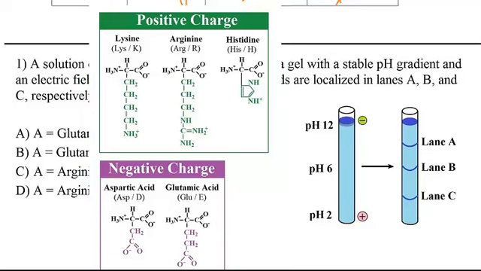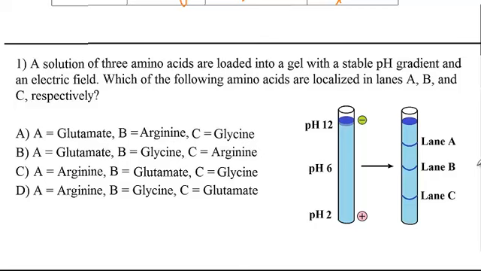And so here I've provided you with a reminder. Lysine, arginine, or histidine, these are basic ones. They would stop at lane A. Aspartic acid and glutamic acid will stop at lane C, and then the neutral ones will stop at lane B. All right, so with that information in mind, now let's answer this question.